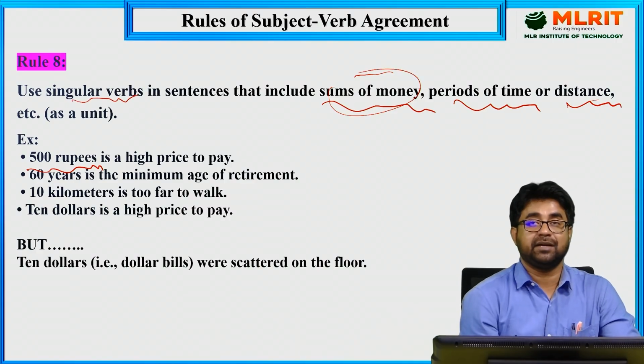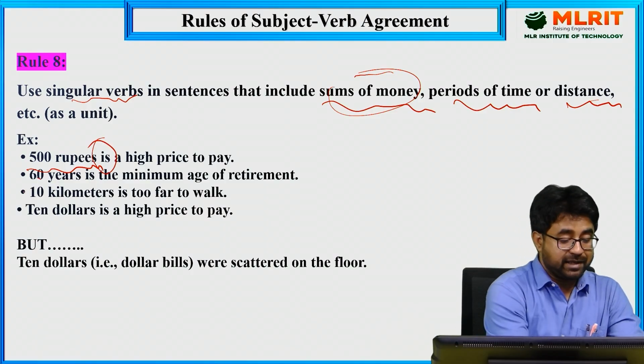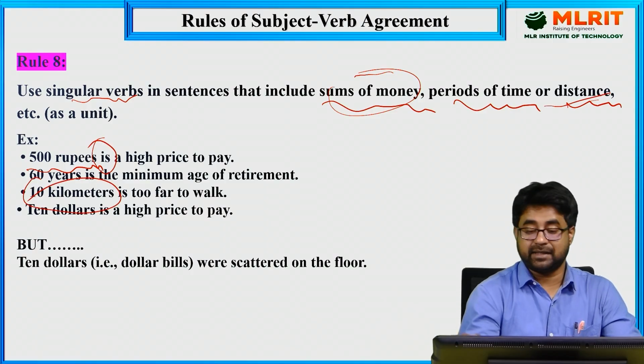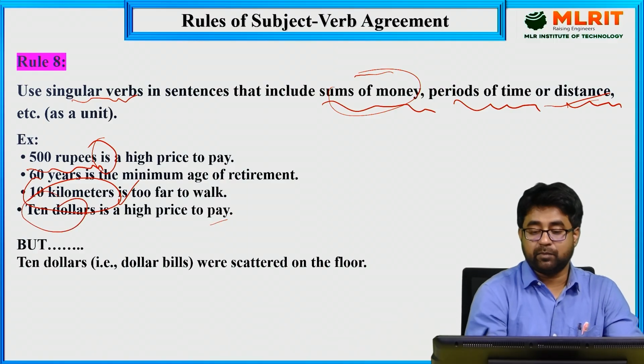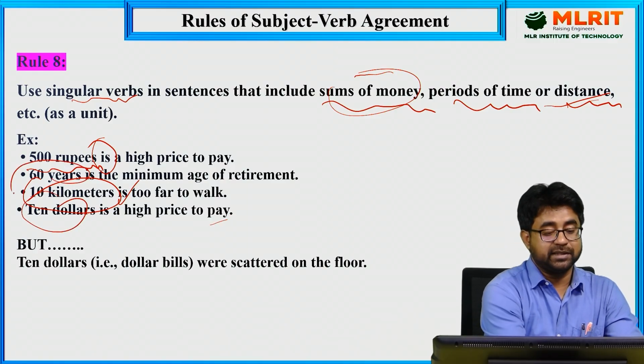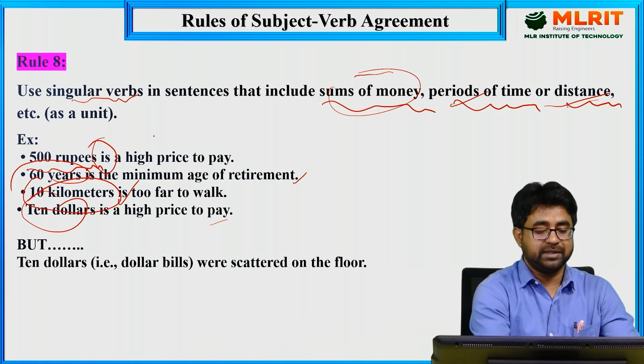They always take a singular verb. So 500 rupees is, that's why singular. 10 kilometers, again, distance, right? So is. $10 is again a sum of money. That's why 60 years is the minimum age of retirement, periods of time. So these are all singular.